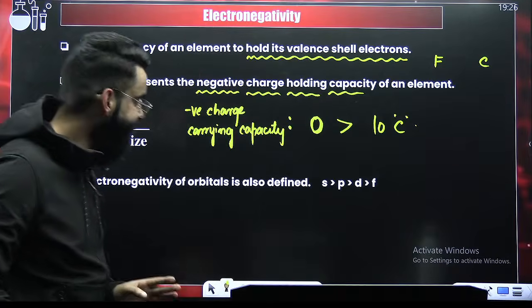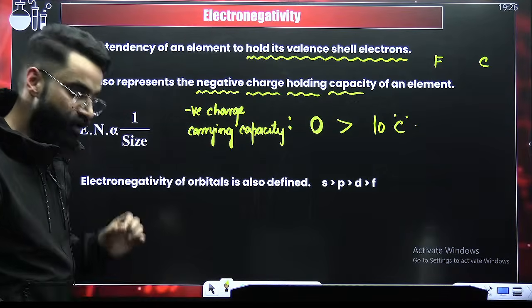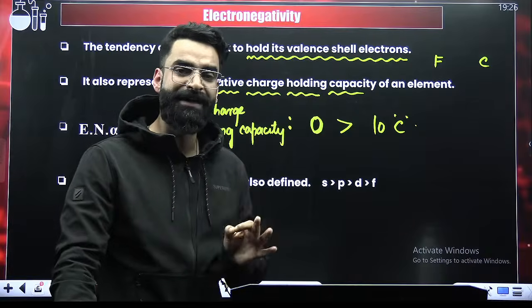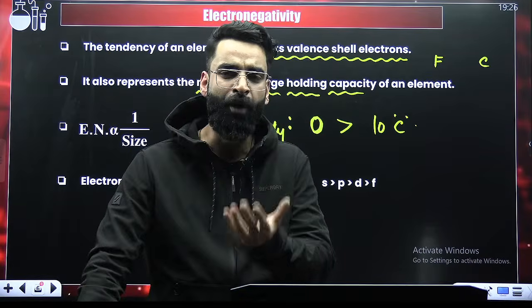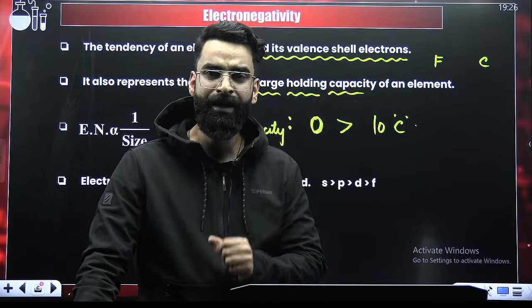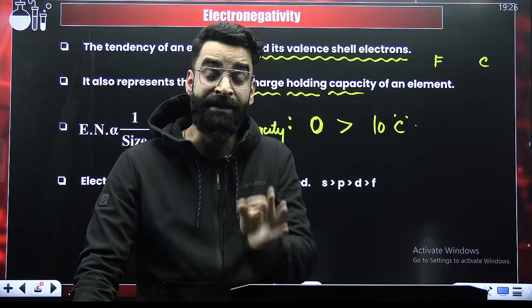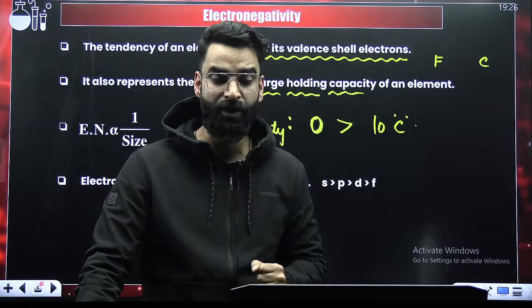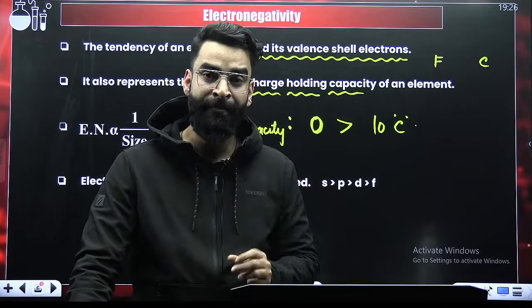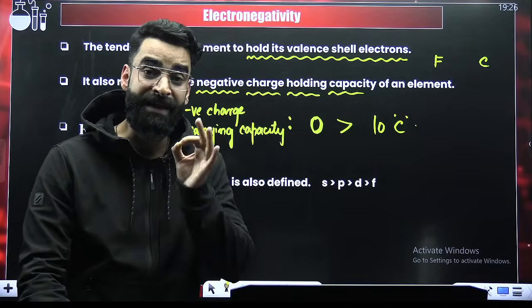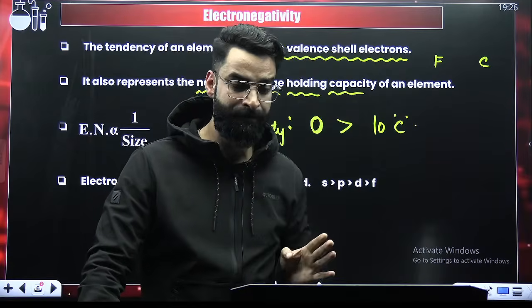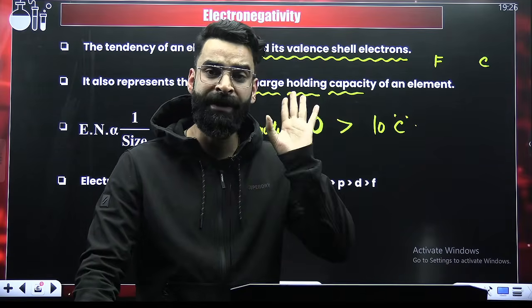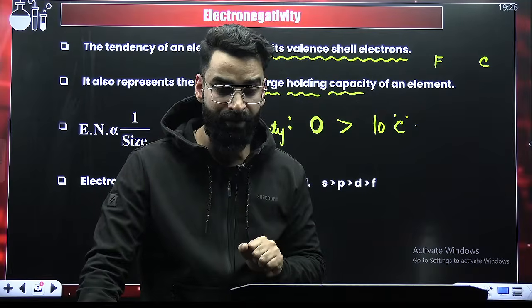So first of all, electronegativity gives me the tendency of the element to attract the bonded pair of electrons towards itself. Number one, it gives me the idea about the tendency of an element to hold its valence electrons. Number three, it gives me an idea about the negative charge holding capacity of an element. As simple as that. A more electronegative element can hold negative charge more.